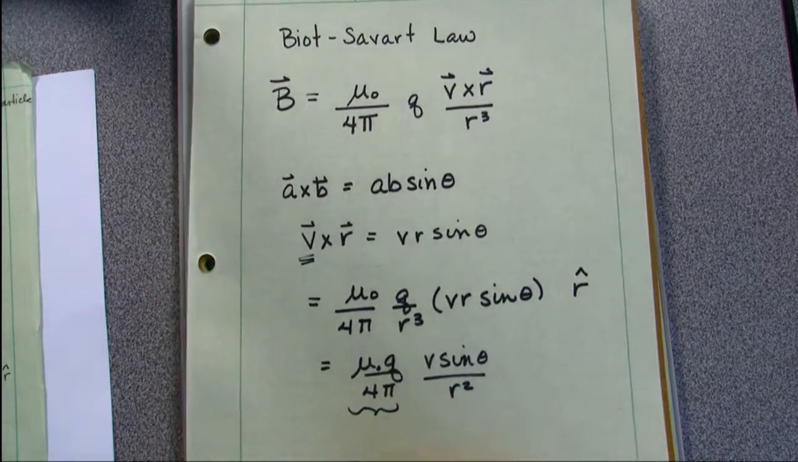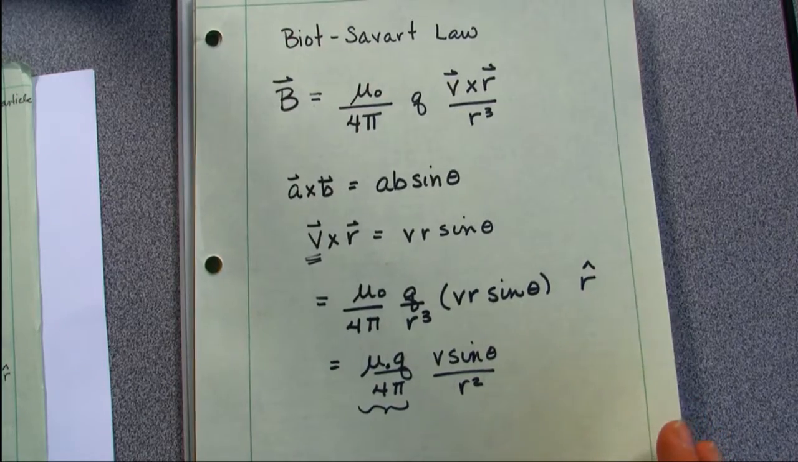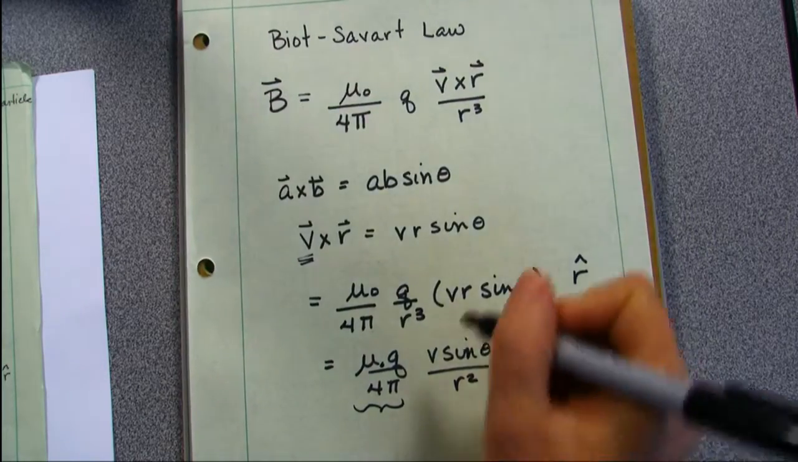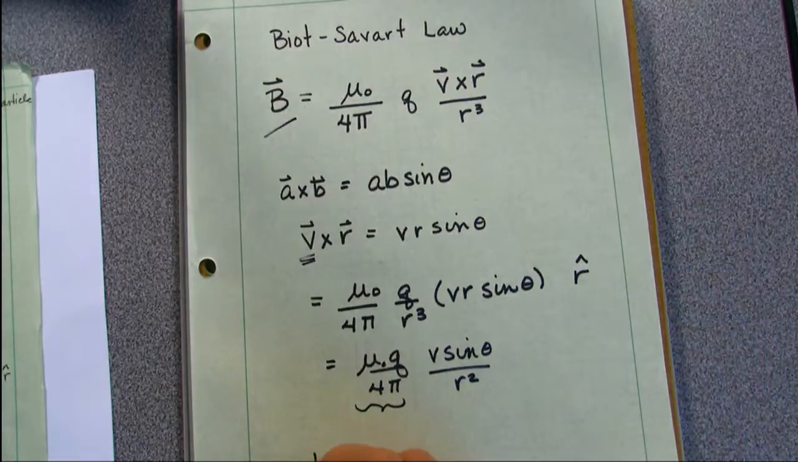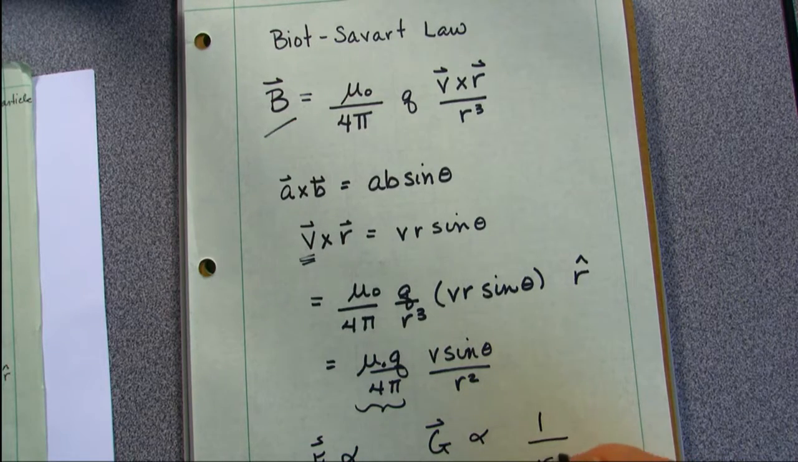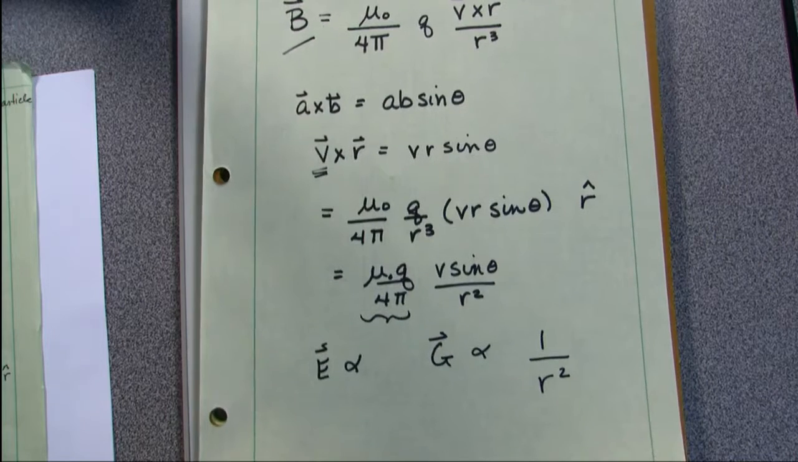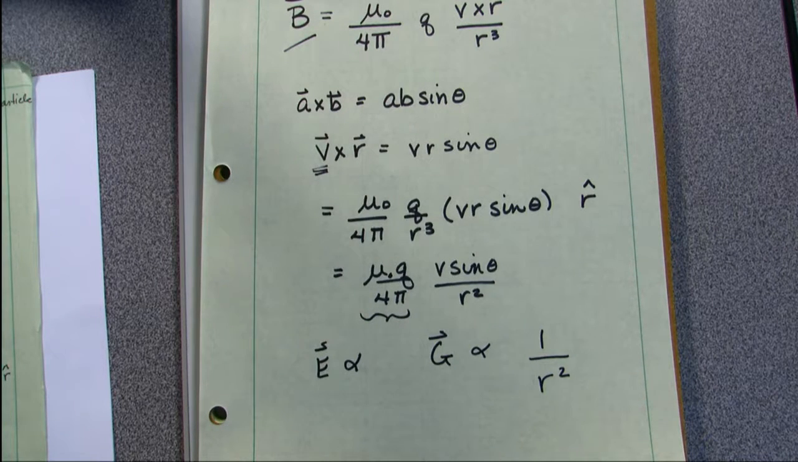Okay? But the key here is magnetic fields, electric fields, and gravitational fields all are proportional to 1 over r squared. So when you get ready to take your GREs, when you get ready to take your Ps, remember these things are going to diminish as 1 over r squared. So that actually is a helpful way to figure out your test questions.